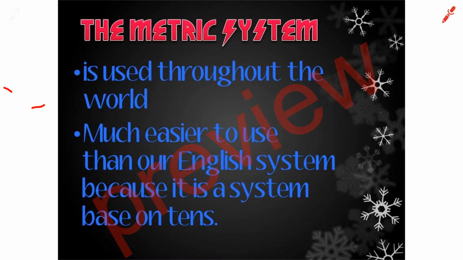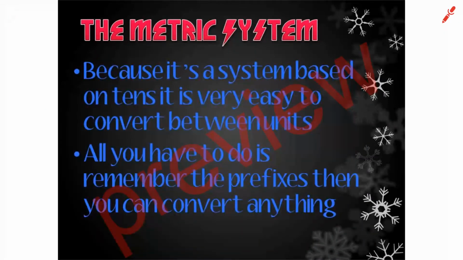Okay, so we're going to review some things you probably already know. The metric system is used throughout the world, and it's much easier to use than our English system. The reason why is that it's a system based on tens. And because it's a system based on tens, you can convert easily between all the different units. All you have to do is remember these prefixes. Once you do that, you can pretty much convert between anything.